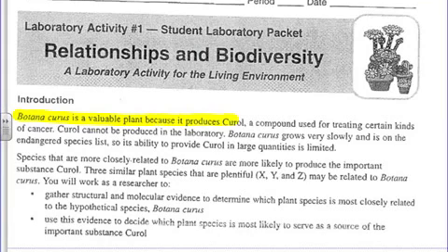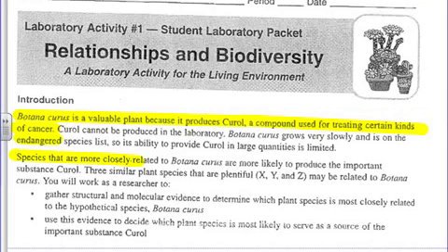Botanicurus is a valuable plant because it produces curare, a compound used for treating certain kinds of cancer. Curare cannot be produced in a laboratory. Botanicurus grows very slowly and is on the endangered species list, so its ability to provide curare in large quantities is limited. Species that are more closely related to Botanicurus are more likely to produce the important substance curare.